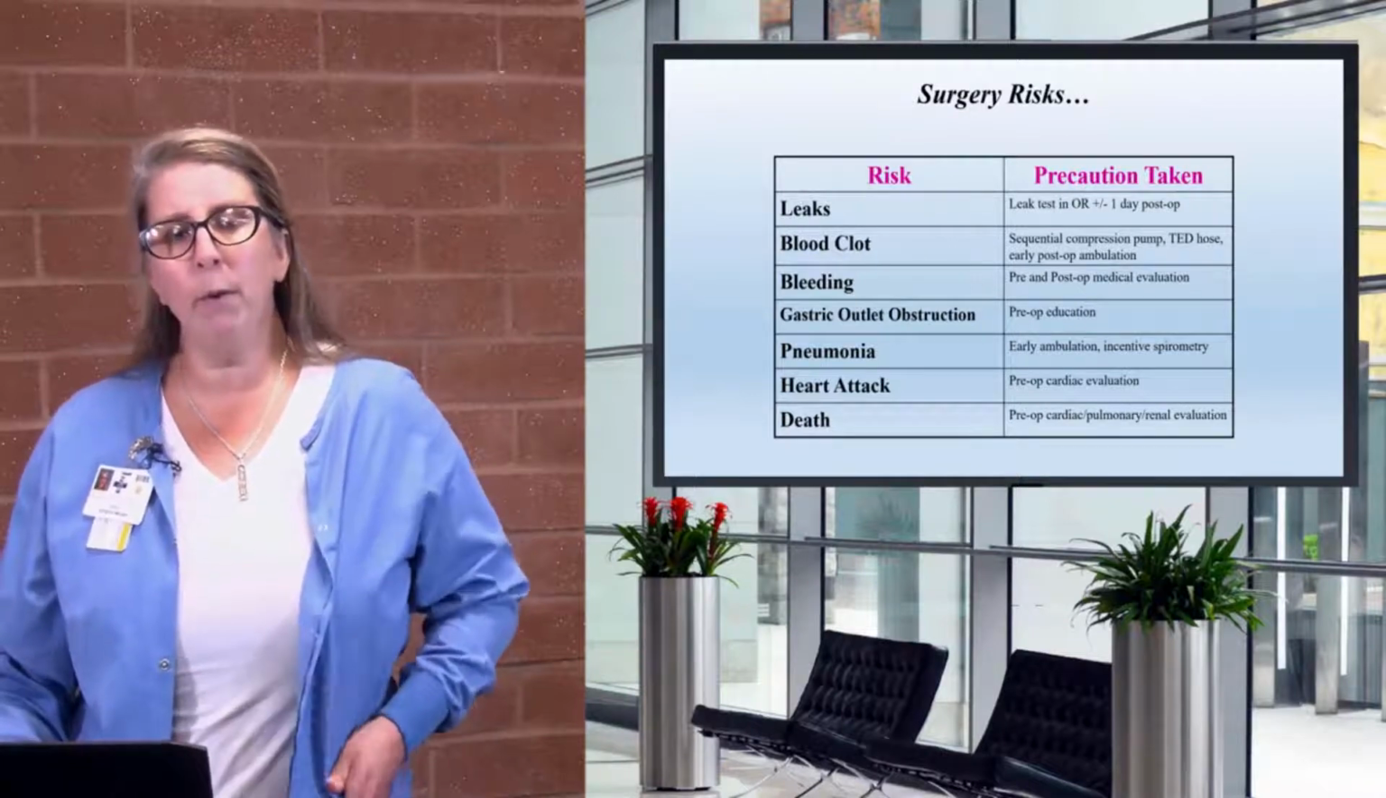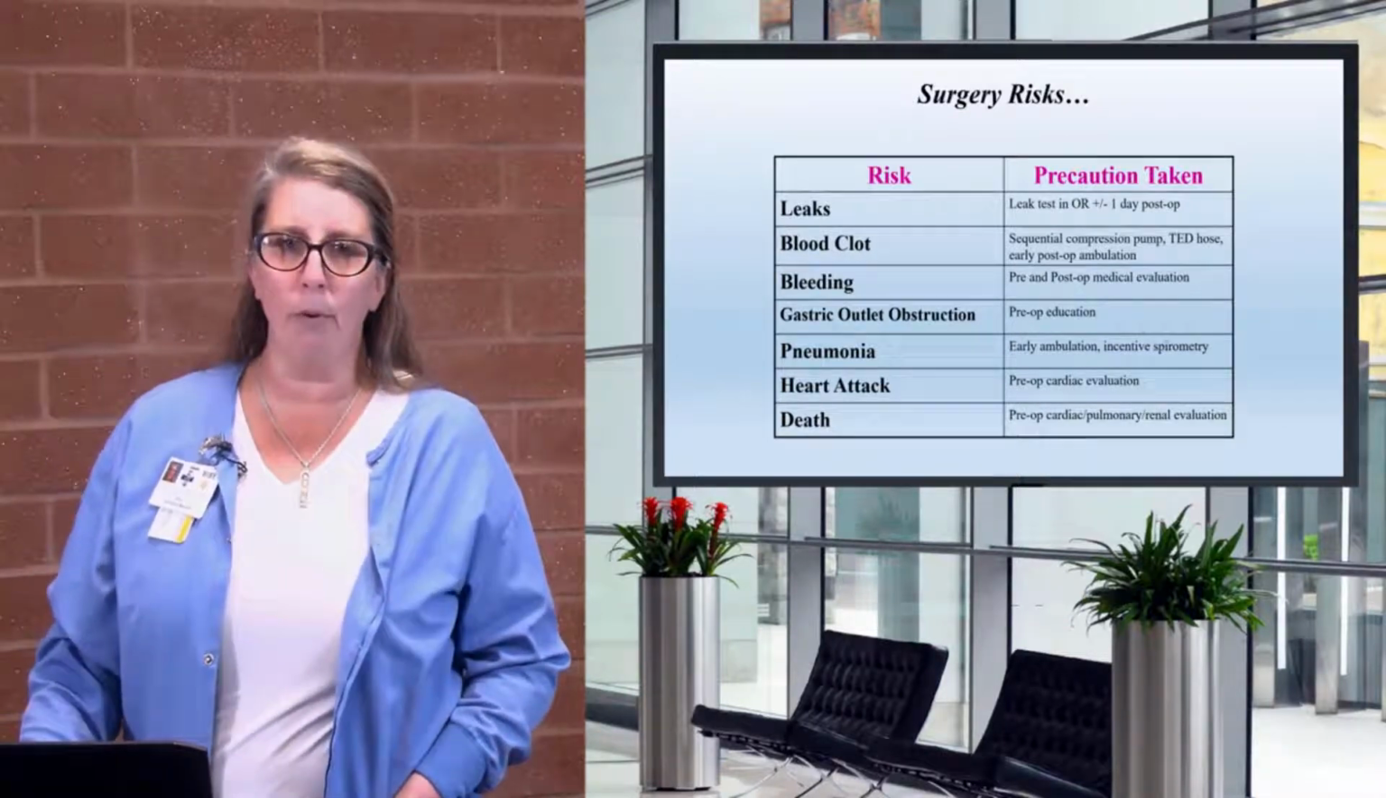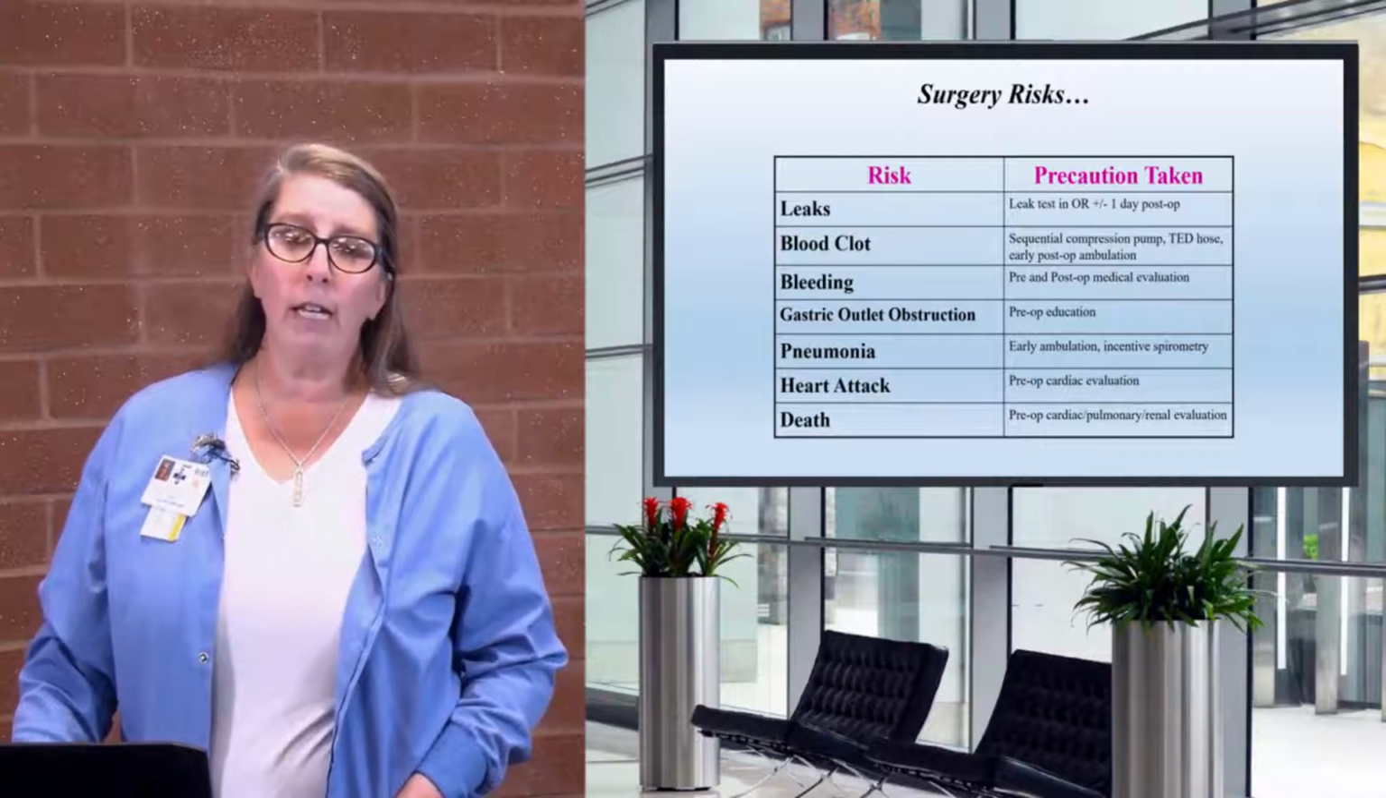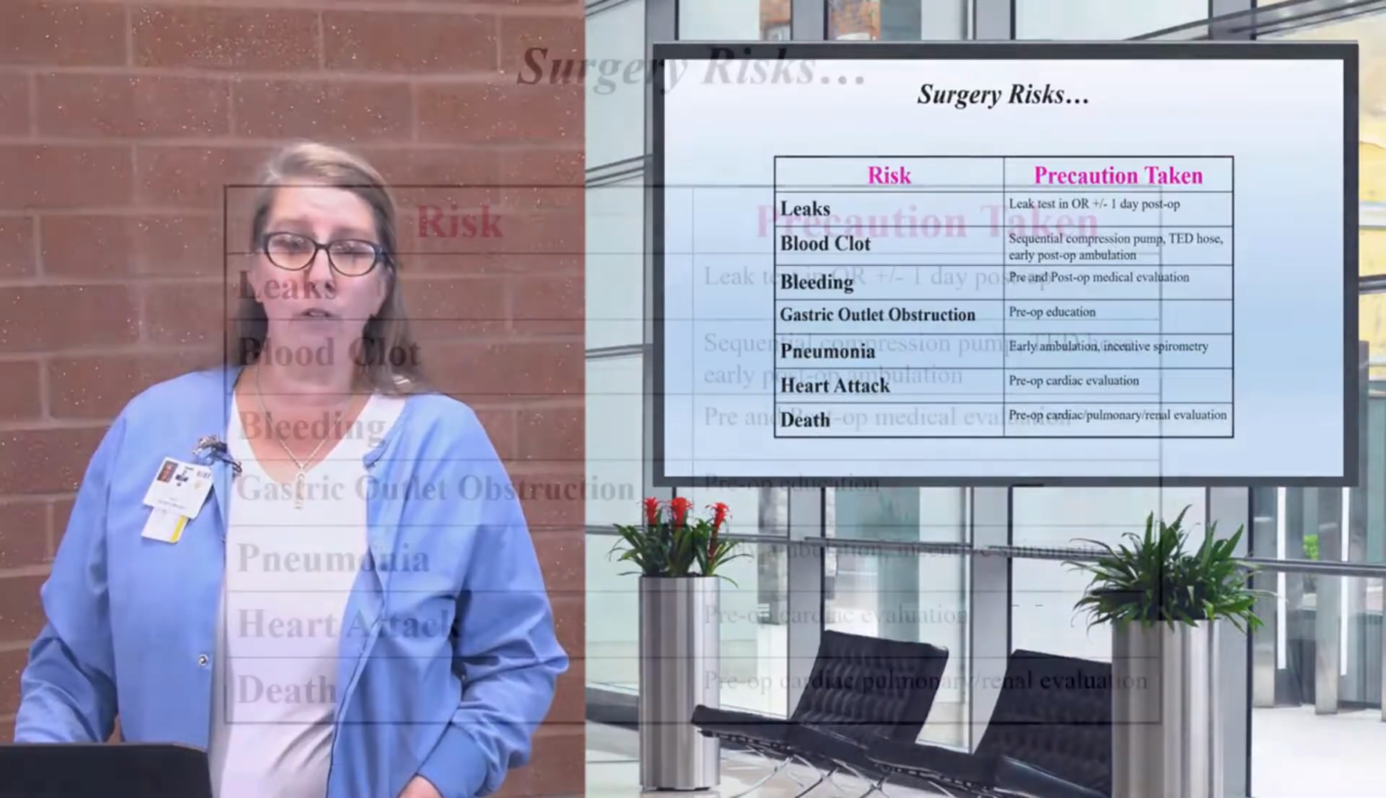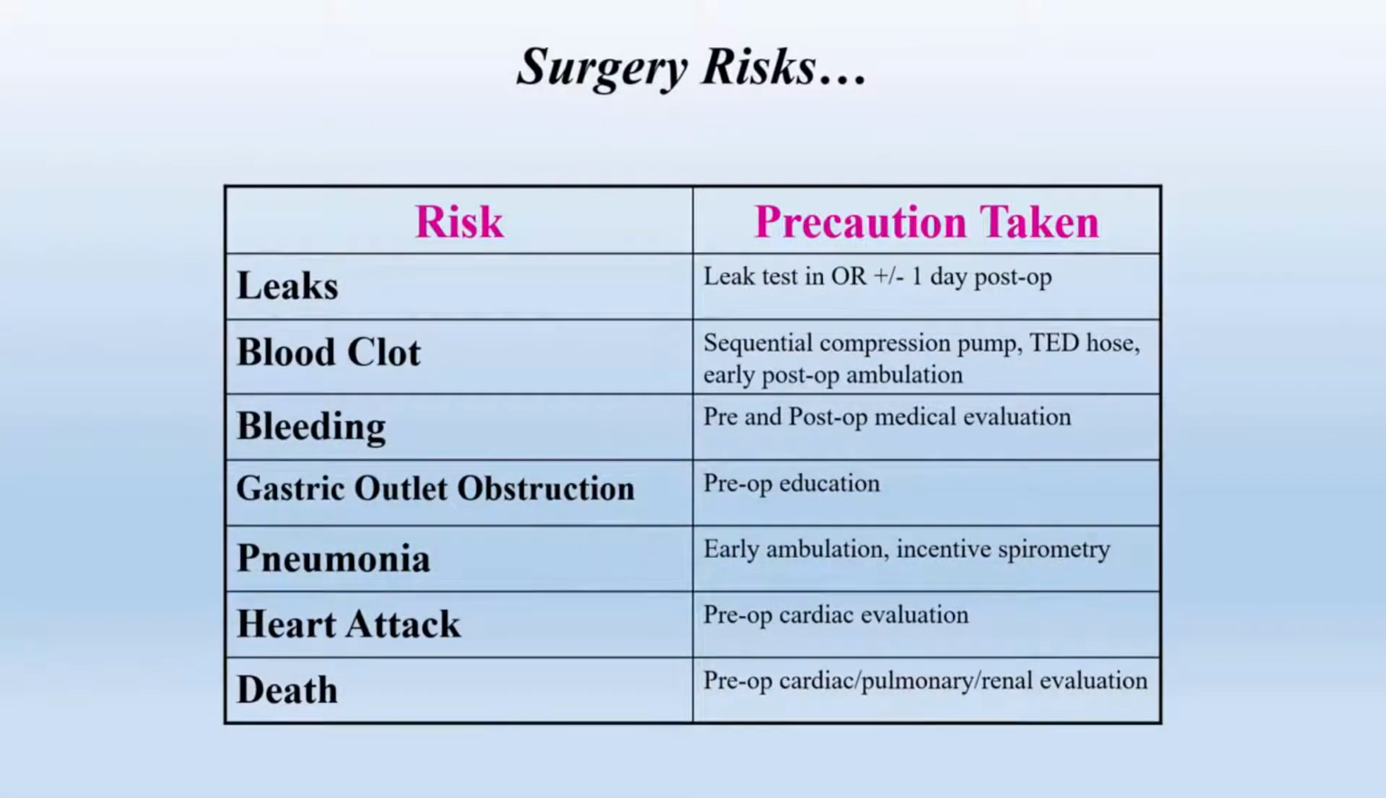Blood clot. This is one of our number one reasons where patients can get into trouble. It's our number one risk of getting into trouble not only with bariatric surgery, but also with any abdominal procedure. To reduce that risk, all of our patients have sequential compression pumps, kind of ongoing huggers wrapped around our legs. Some of our patients wear TED hose. It's a type of hosiery that helps aid in circulation. And early post-op ambulation, fancy word for walking.